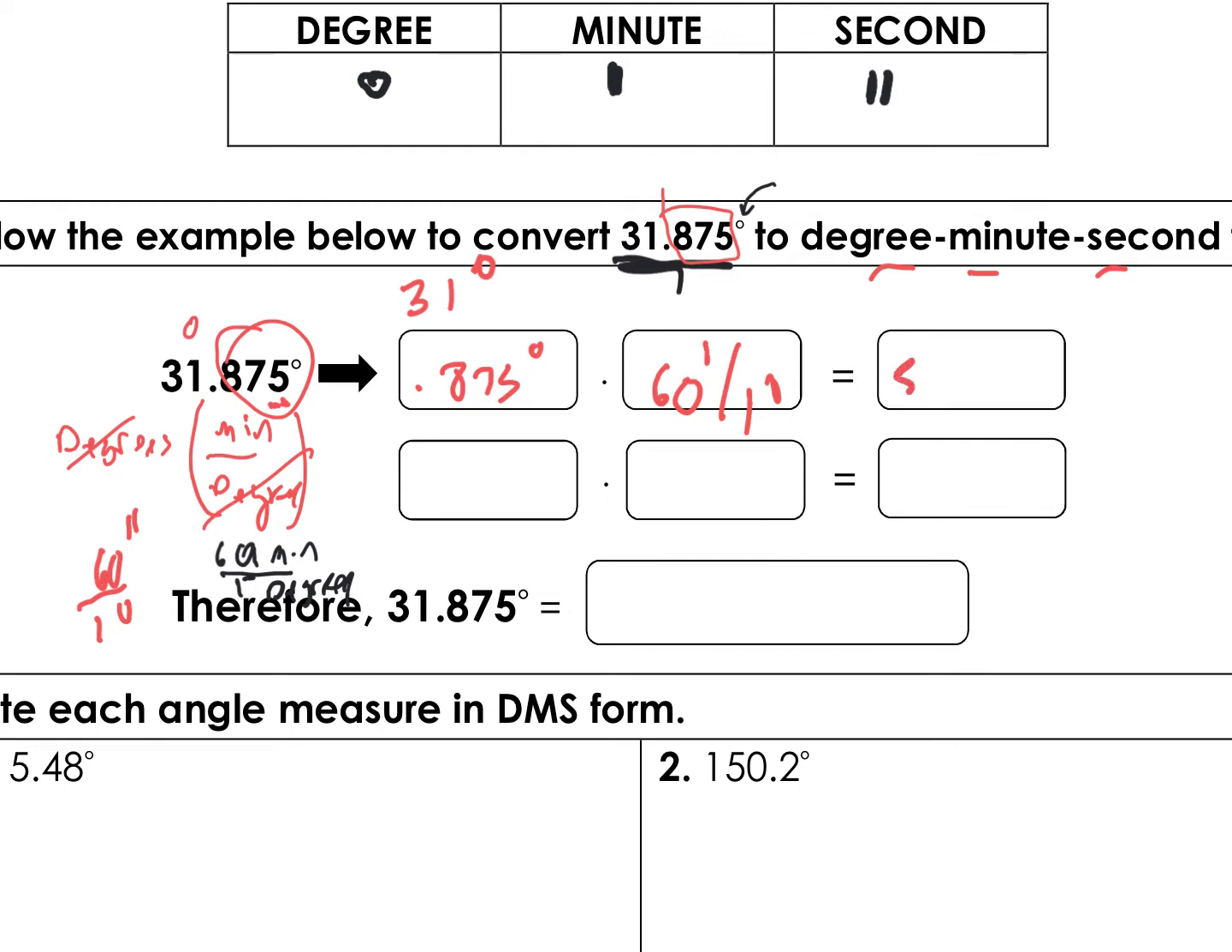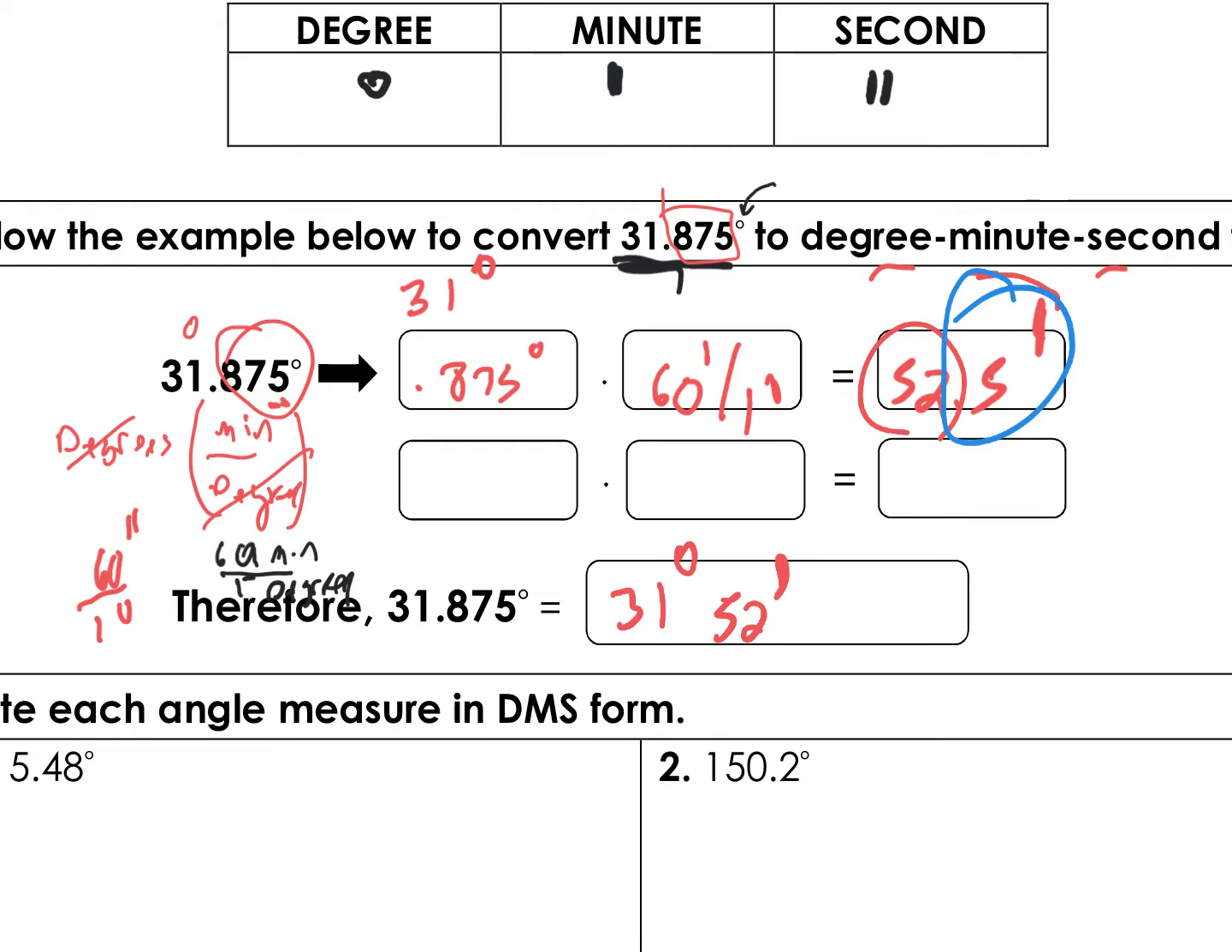Did you get 52.5? This means that's how many minutes we are adding to the 31 degrees. I have 31 degrees, but this whole part is 52 minutes. I still have some decimal part left, and that decimal part would be my seconds.